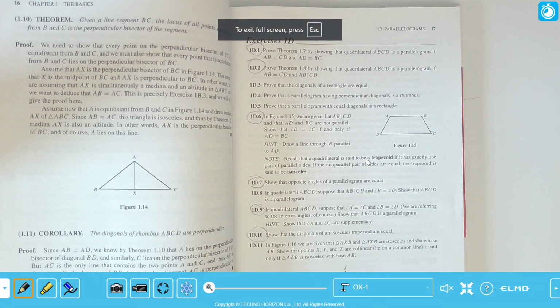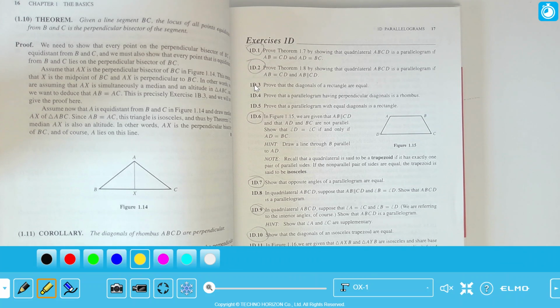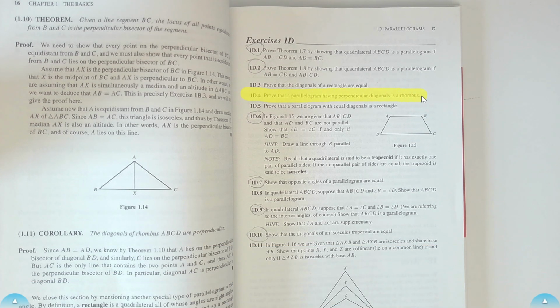And so what I'm going to do is I'm going to choose the book problem 1D number 4. So I guess it's this one. Prove that a parallelogram having perpendicular diagonals is a rhombus.